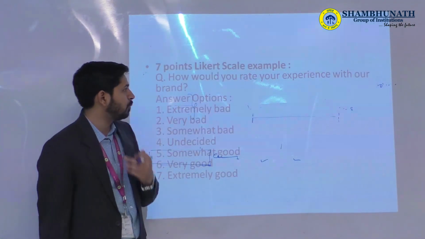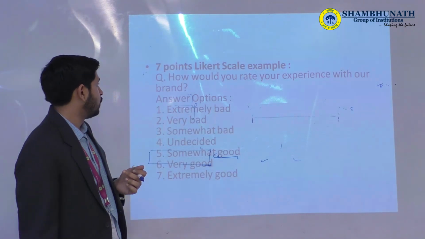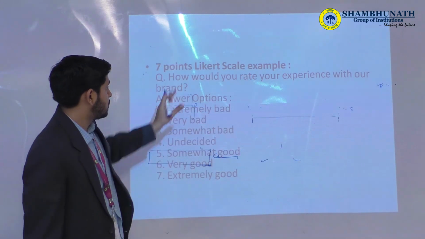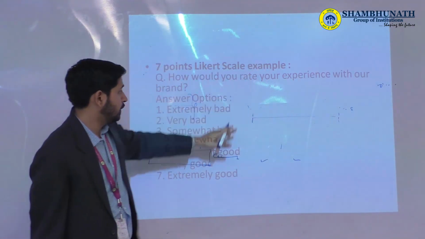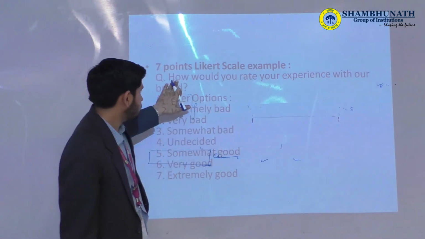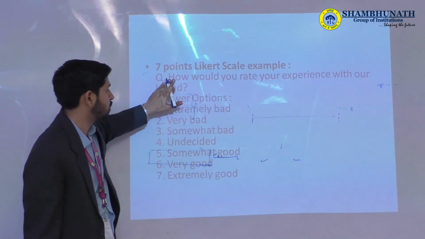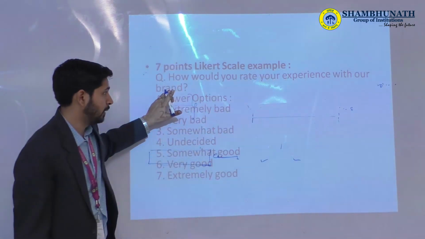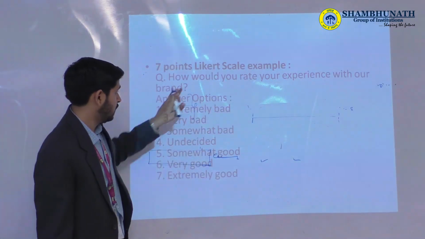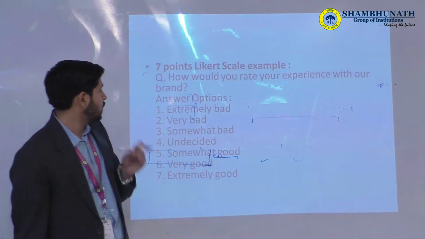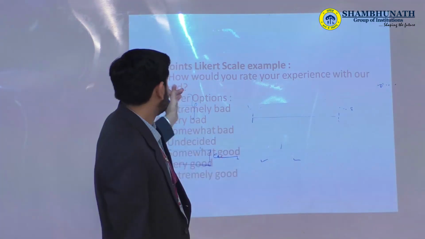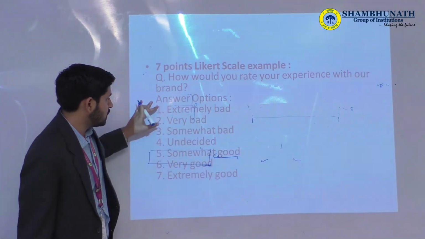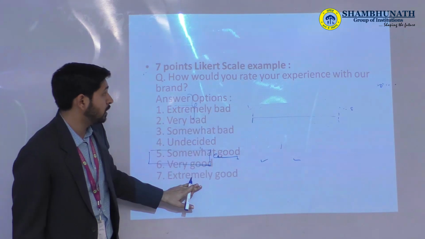So here comes the 7 point Likert scale example. Now you have remembered the 5 point Likert scale example. Now this is the 7 point Likert scale example. It gives you a detailed insight. How would you rate? This is the question. How would you rate your experience with our brand? Brand may be any brand. The answer options are extremely bad to extremely good.